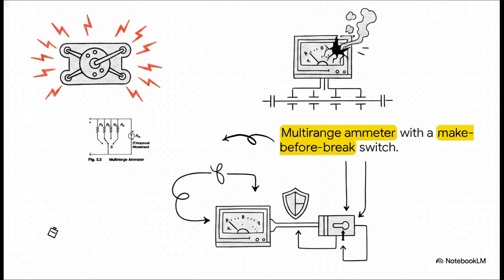So, what's the clever hack here? A make-before-break switch. This brilliant piece of engineering literally makes contact with the next shunt before it breaks contact with the previous one. It guarantees our fragile beating heart is never, ever left exposed.